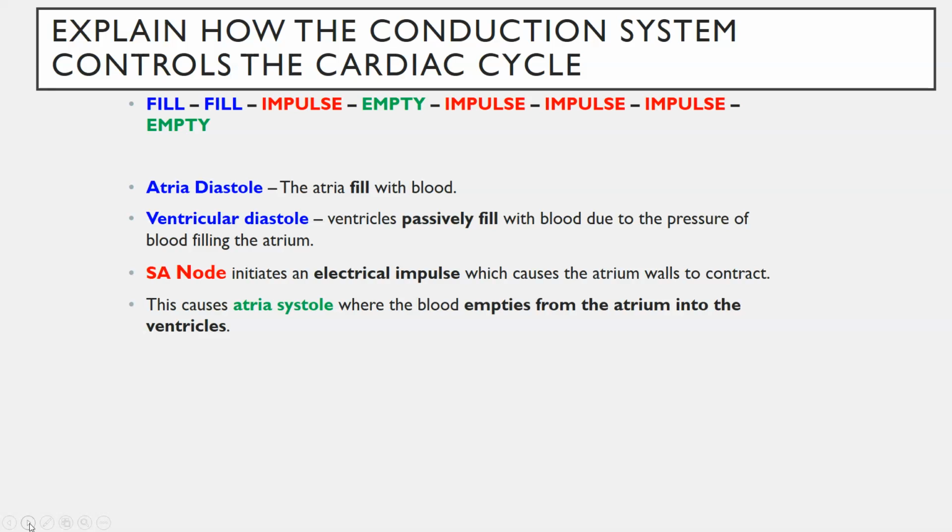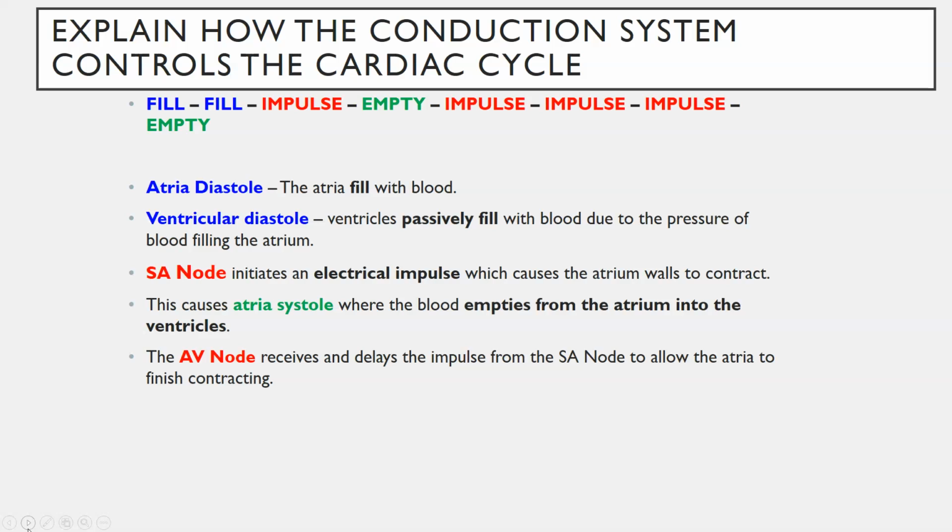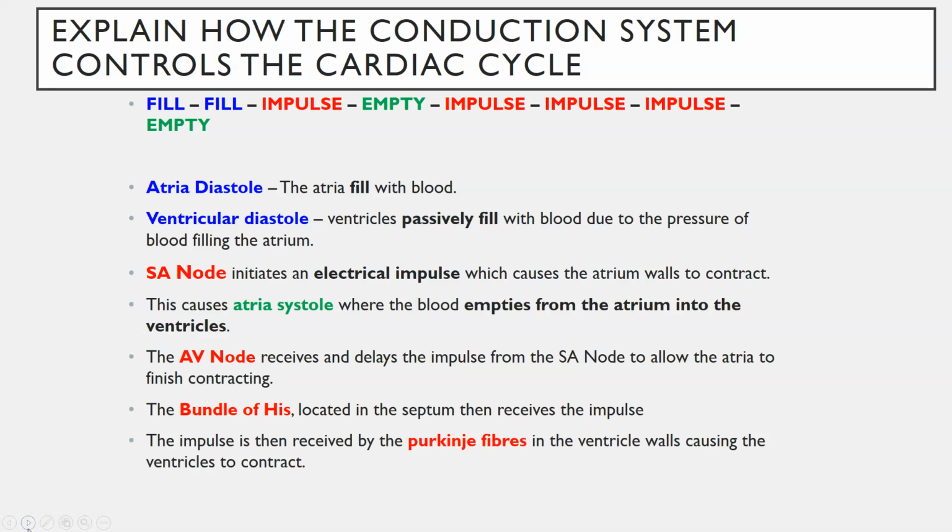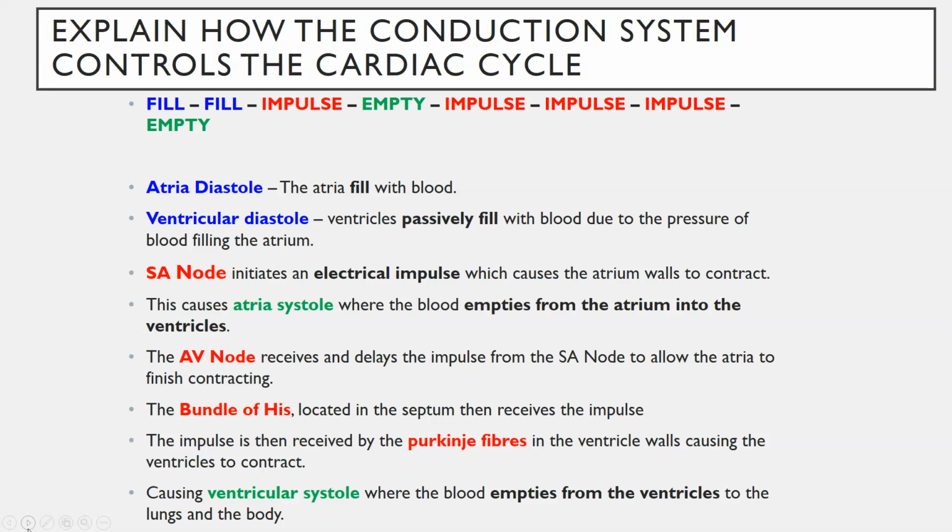Then we've got impulse. Remember that the SA node fires its electrical impulse to the AV node. So the AV node receives the impulse from the SA node, allowing the atria to finish contracting, 0.1 seconds. Bundle of His splits it into two. The impulse is then received by the Purkinje fibres in the ventricle walls, causing the ventricles to contract. And then finally we have got ventricular systole. This is when blood empties from the ventricles to the lungs to get oxygenated, and to the body so that the muscles can get oxygen.